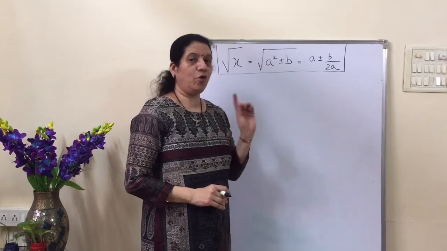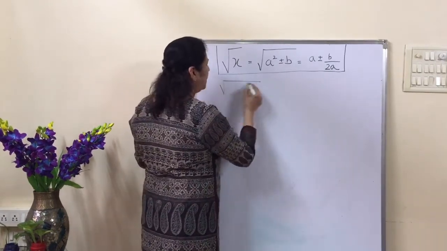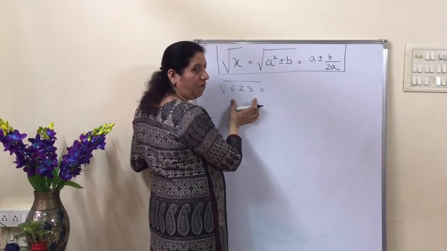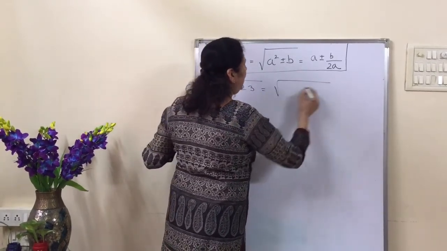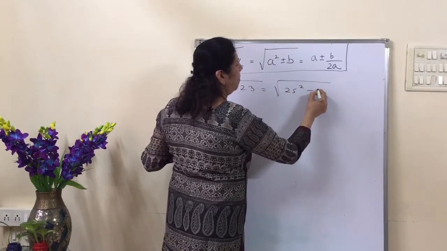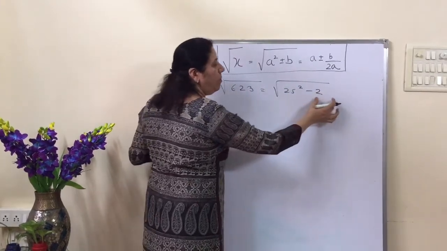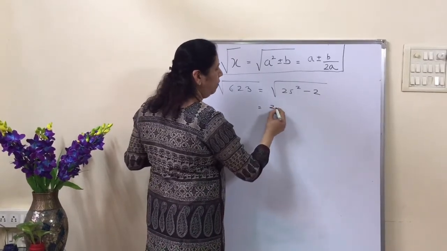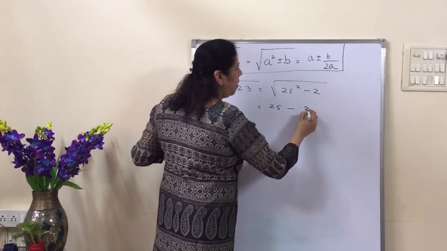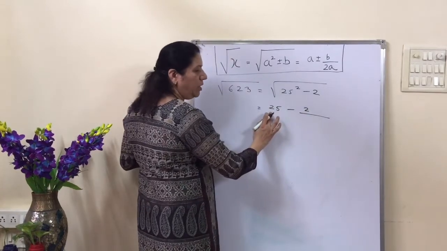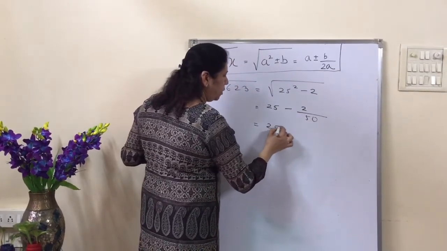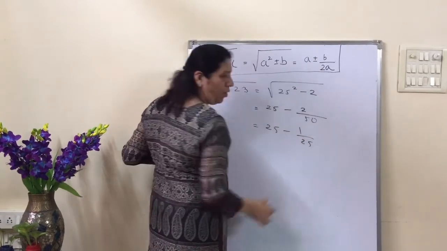Let us take the square root of this 3-digit number, which is 623. Now we know the nearest square is 25 square, 625. So I will write this as 25 square minus 2, because 625 minus 2 is equal to 623. Now as per our rule, we will write this as 25 minus 2 upon, what is the double of 25? That is equal to 50. So now this is 25 minus 1 upon 25.